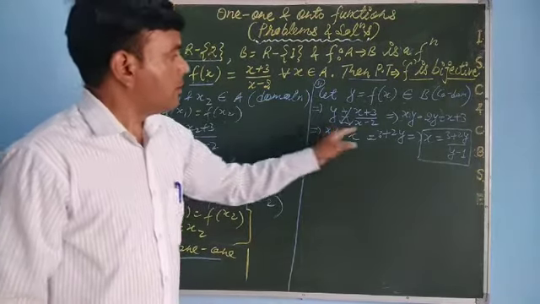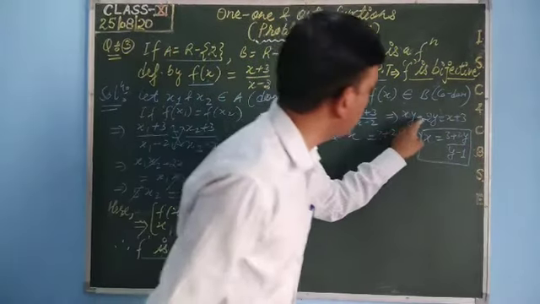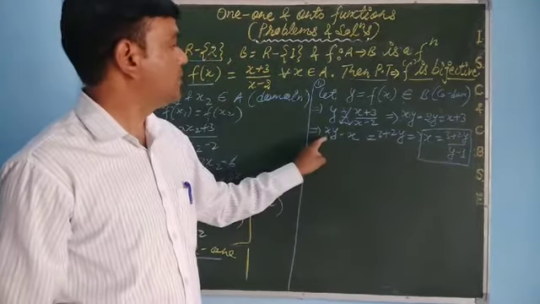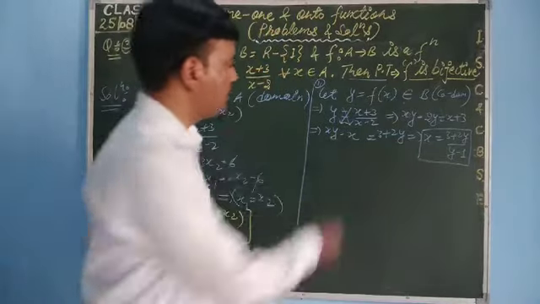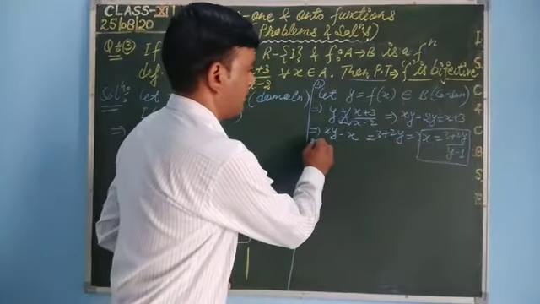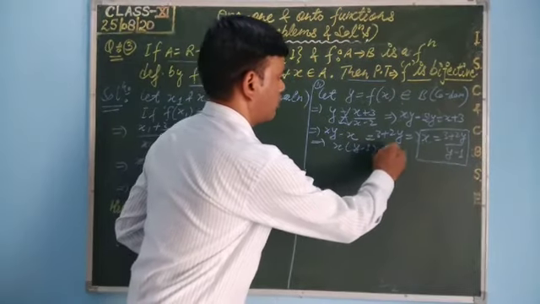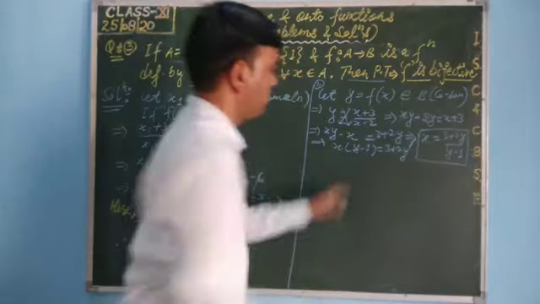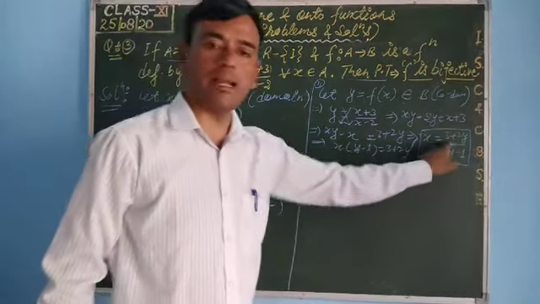Okay. Then after solving this by cross multiplication, we will get xy minus 2y is equal to x plus 3. This implies xy minus x is equal to 3 plus 2y, and taking x common here we will get x(y minus 1) is equal to 3 plus 2y, and this implies x is equal to (3 plus 2y) upon (y minus 1). I have already written here.